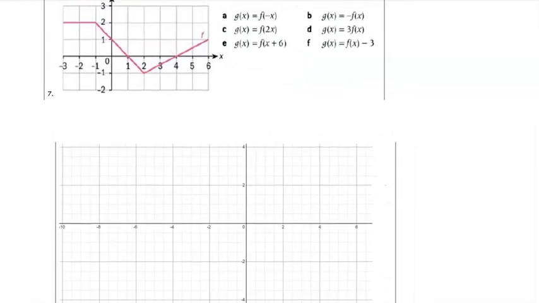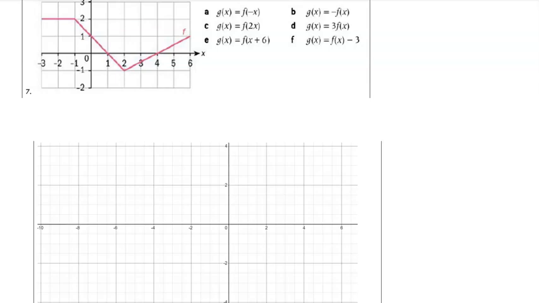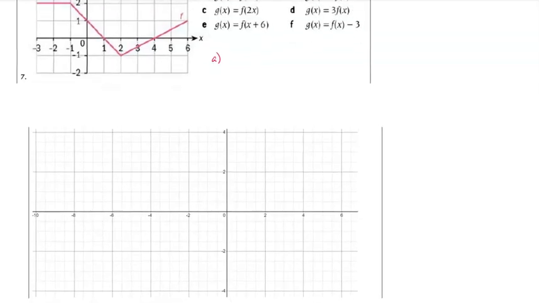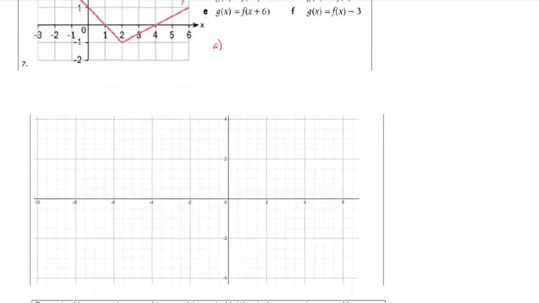Okay, so let's go ahead and take A, and we're going to just take these points and we're going to reflect it. So what I'm going to do is I'm going to draw the original function on here. Keep it this red color, and then 4, and then 6, 1, like that. Oh, whoops.